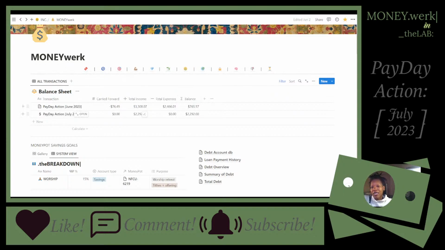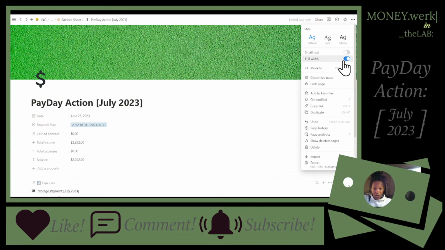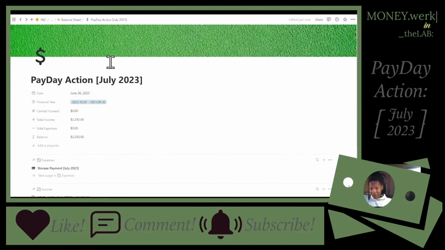Now, I don't actually have to manually type these numbers in, because these are actually relations. So this total income, when we go here, this page opens up when I start a new page, and I have certain information. I have the financial year, and then I have carried forward. Now, carried forward is an actual number property. Basically, by the time I am doing this PayDay action, I'm looking through all my bank accounts and writing in the sum total of all of what's left in my bank account.